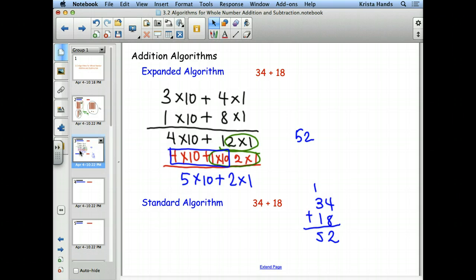So the standard algorithm combines the pieces that the expanded algorithm actually separated out. That's what it really does. Okay. All right, there's a couple other algorithms I want to show you.